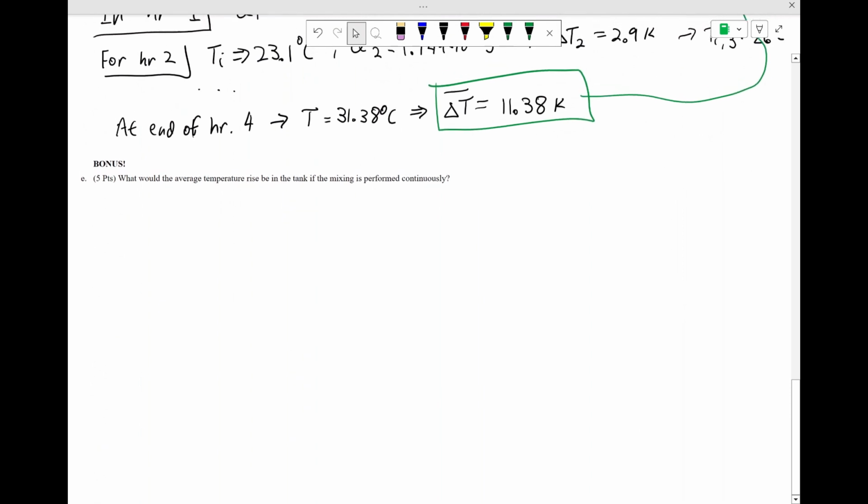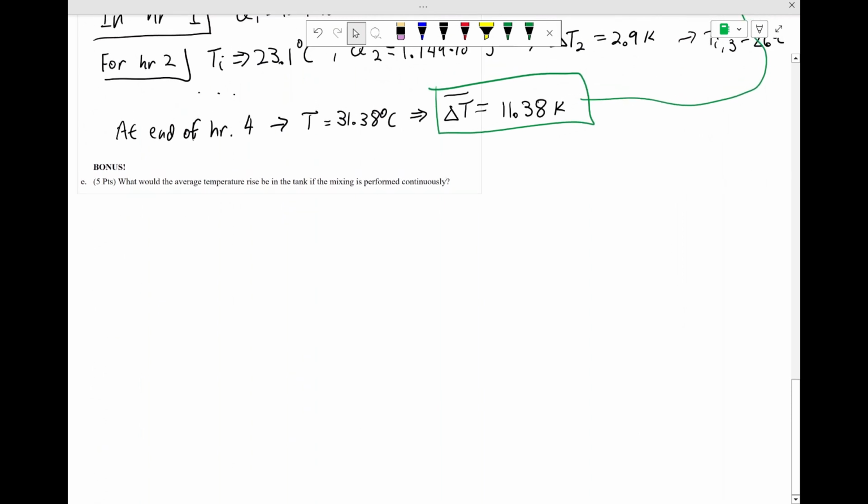Okay, so here's the bonus question. If you stuck around this long, you deserve the answer. The question is, what is the average temperature rise if the mixing is performed continuously? An interesting observation is that if the mixing is continuous, then even though the conduction rate isn't fast enough to achieve lump capacitance on its own, this is essentially mixing the temperature throughout the tank and giving us a nearly uniform temperature.